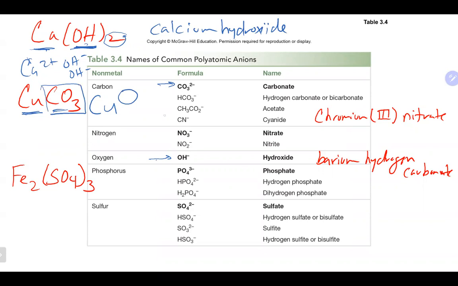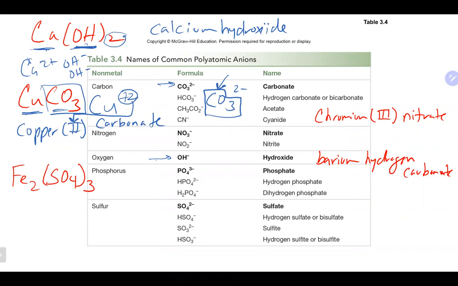Knowing that this is carbonate, the carbonate is CO3 2-. That means that entire thing has a -2 charge, which means the copper here would need what type of charge to balance it out? +2, just like normal, right? To balance out the positive and negative. That means the name here should be copper Roman numeral 2 because of the charge on the metal. And once again, we use the entire name of the polyatomic ion, which would be carbonate. So this would be copper Roman numeral 2 carbonate. Question on that name?